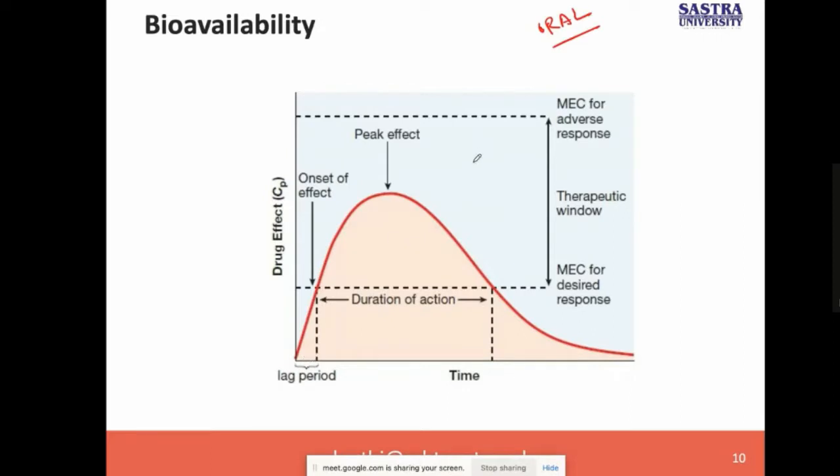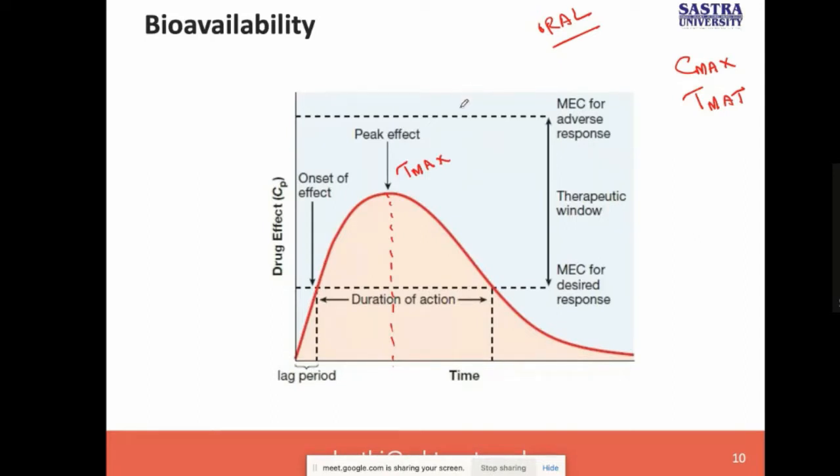So two points I just wanted to tell. One is what is meant by C max, and another one is T max. This point is called T max, which is not illustrated in the graph. You may note it down. This point is called the T max. Can you guess what is T max?